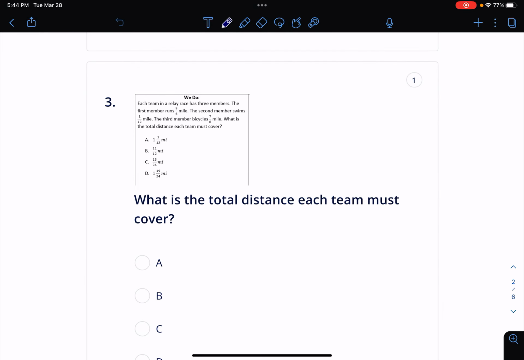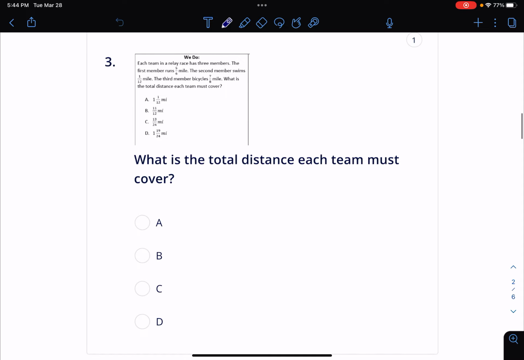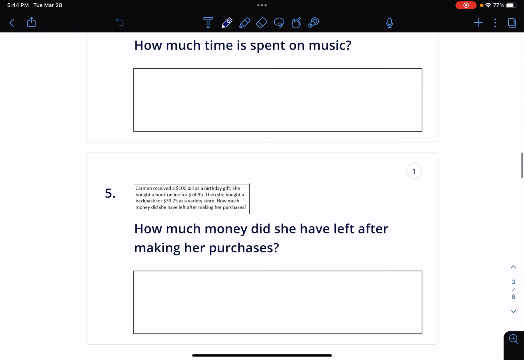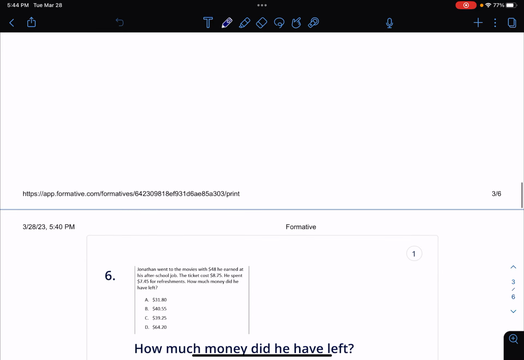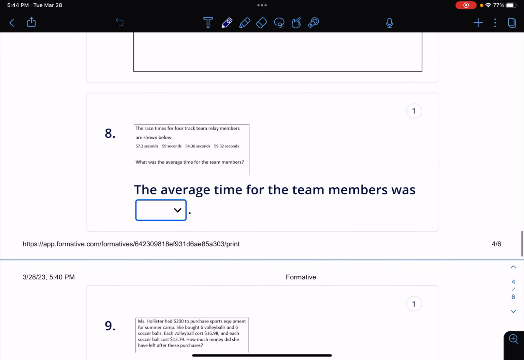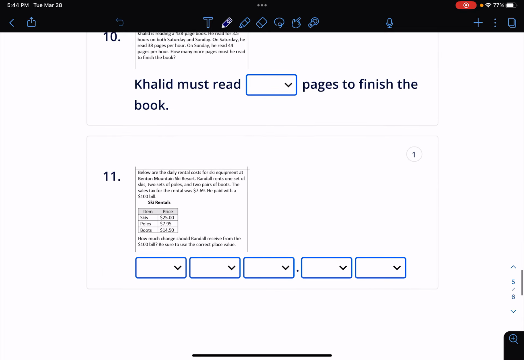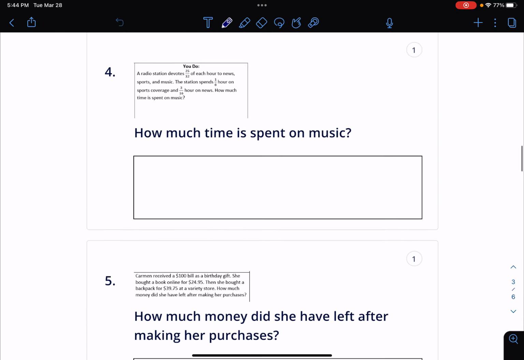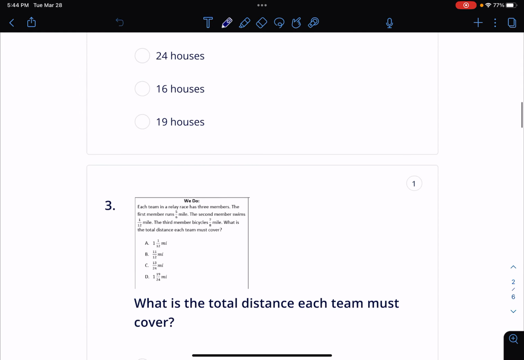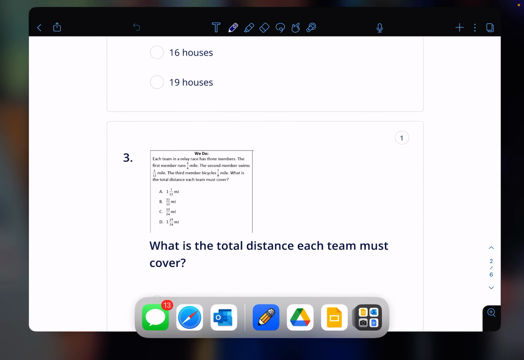All right, so we're going to do number 3 together, which is a we do. And then after this we do, I am going to start number 5 with you, and number 11 with you. All the other ones you will do on your own. Okay, so we're going to start with number 3, which is your first we do.